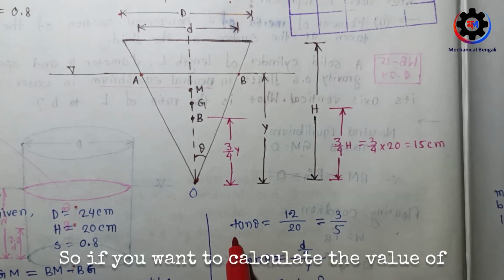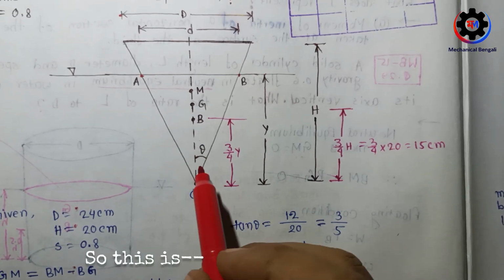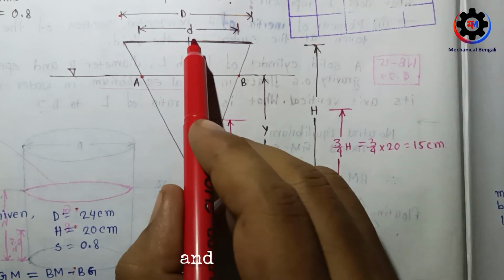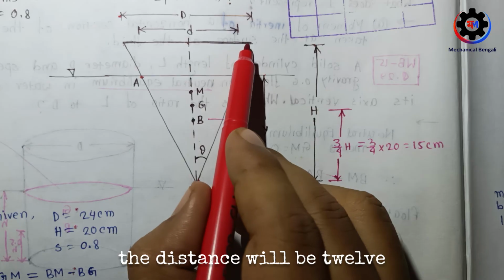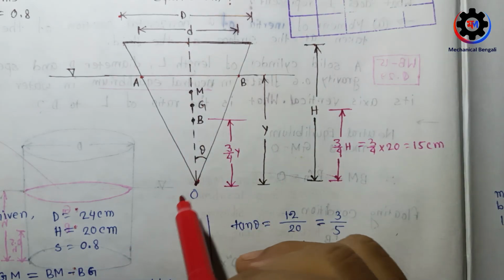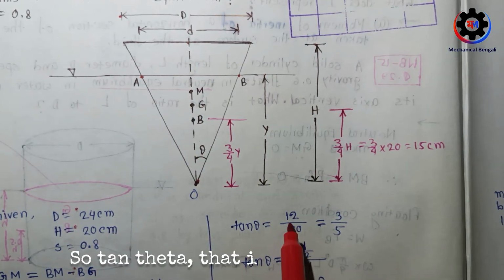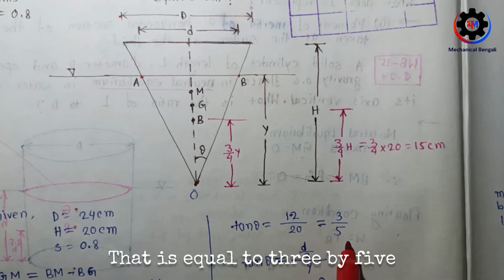If you want to calculate the value of tan theta, if this is angle theta and this is the total distance, 24, then here to here the distance will be 12, and the height which is given is 20 centimeter. So tan theta is 12 by 20, that is equal to 3 by 5.